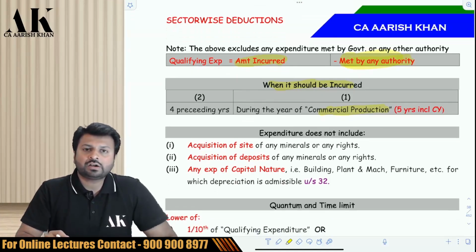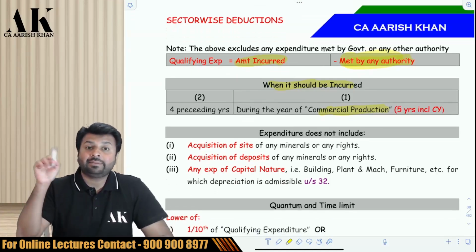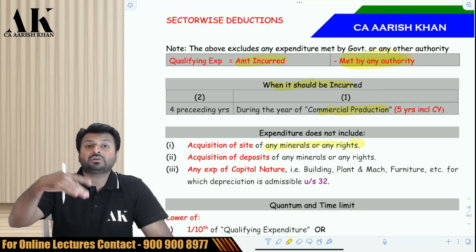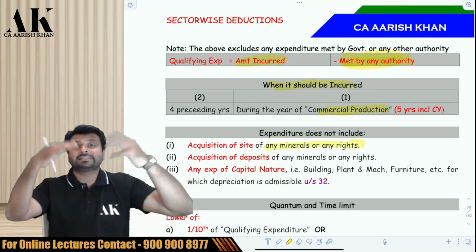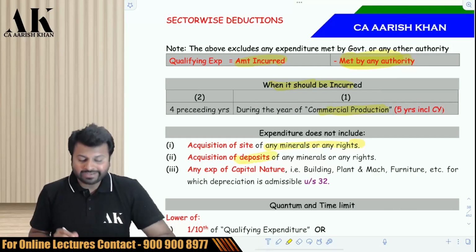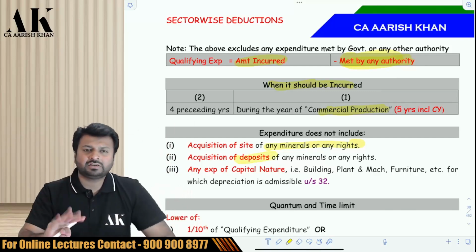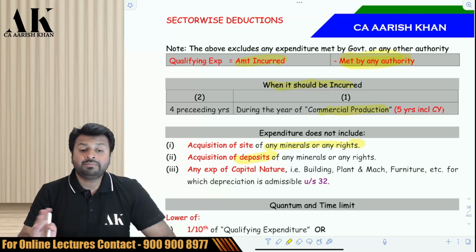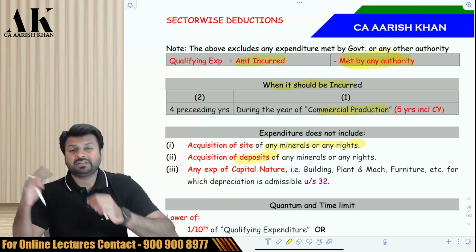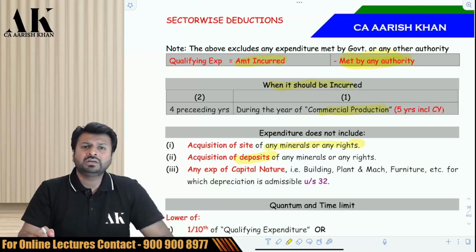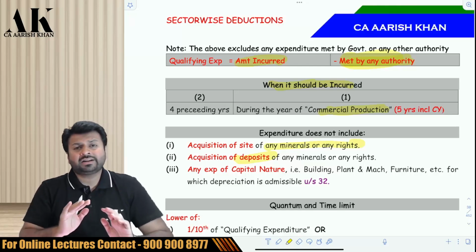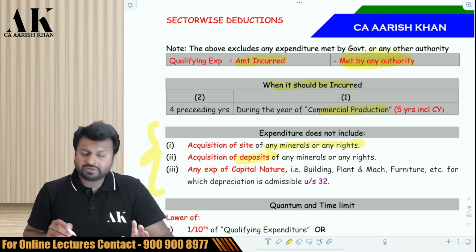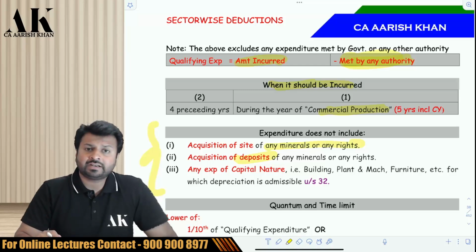Then certain expenditures are not allowed over here. First, if you incur any capital expenditure in the nature of acquiring the minerals or rights, you are acquiring the entire site, then it is not allowed. You are acquiring the entire deposit, then that is a capital expenditure, not allowed as deduction over here. Or you are buying a building, plant, machinery, furniture for which depreciation is already admissible under section 32, then that particular thing is not allowed as deduction under this particular section. Moral of the story, most of the capital expenditures are excluded from the deduction over here. Okay, now listen carefully.